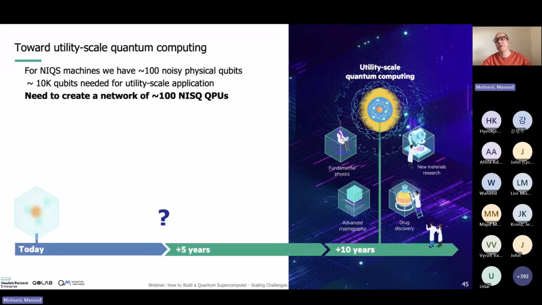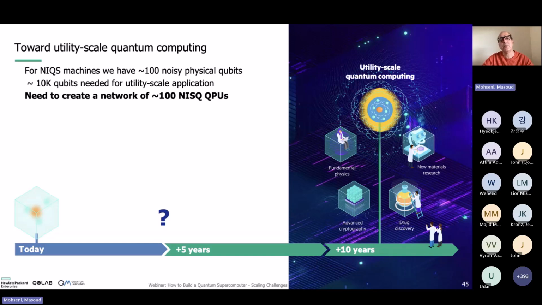What I should mention is that the notion of utility-scale quantum computing is that you run a quantum computer to solve a problem or model something faster or better than classical computers, but it is also more cost effective. I'm coming back to this benchmarking at the end of my talk.